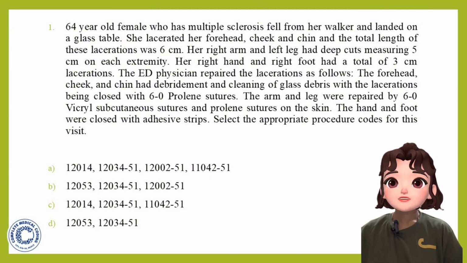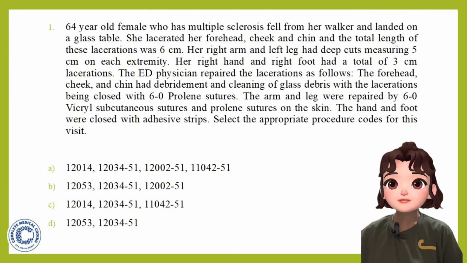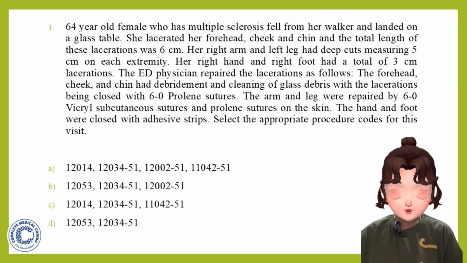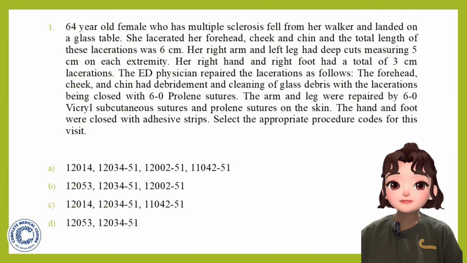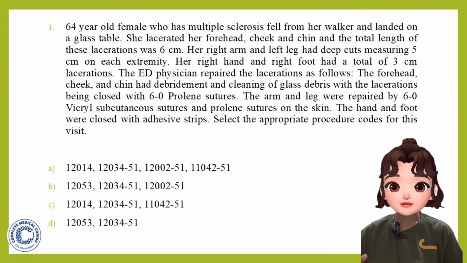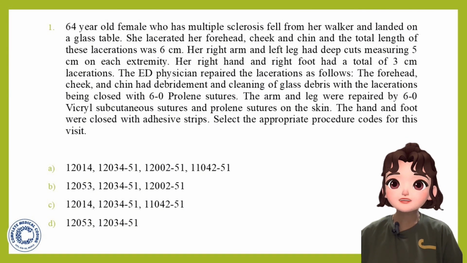So it will come in between, like less than 13 centimeter, right? So if you go to the second code 12034, which is repair of intermediate wounds for 7.6 centimeter to 12.5 centimeter. The size is measuring between 7.6 centimeter to 12.5 centimeter. Okay.